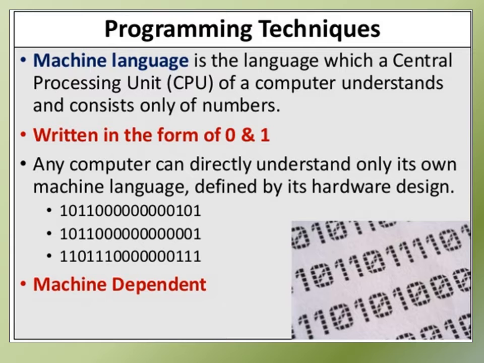It is written in the form of 0 and 1, means every command is written by using a combination of 0 and 1. We have to write millions and thousands of 0 and 1 symbols for writing anything in machine language. Any computer can directly understand only its own machine language. It is defined by its hardware design, and this language is machine dependent, as for each and every machine it is a different combination of the symbols of 0 and 1, so we can say that it is machine dependent language.